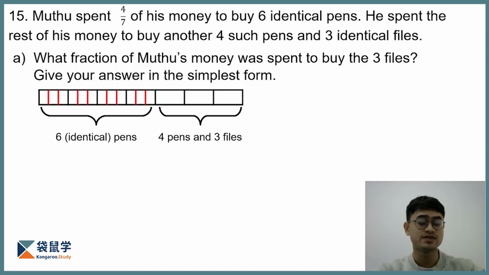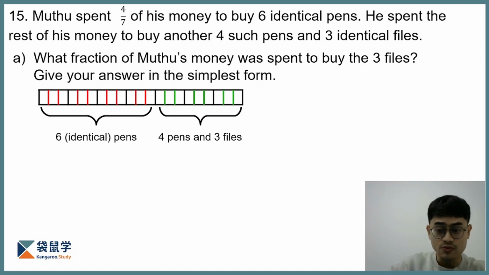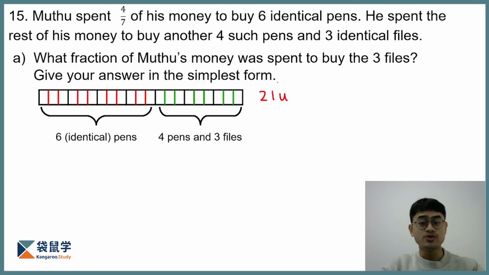units. And if we've done this for the 6 pens, we can do the same for the 4 pens and 3 files as well. And that's going to give us 9 more units here on the right. And so that's going to total to 21 units. So 21 units is how much total money Muthu has.